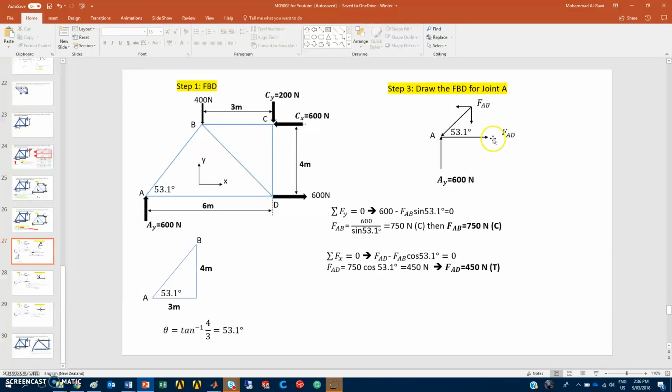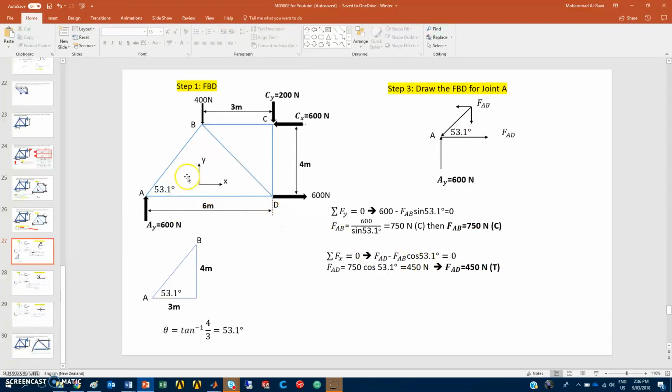I'll apply the same thing, algebraic summation of forces in the x direction. So what do I have? I have the FAD going in the positive direction. Against it is the force FAB going in the opposite direction, FAB cosine 53.1 degrees. Rearranging the equation, FAD will be 450 newtons. And if you see, I assume it's correct because it's giving me a positive answer, and it's tension.